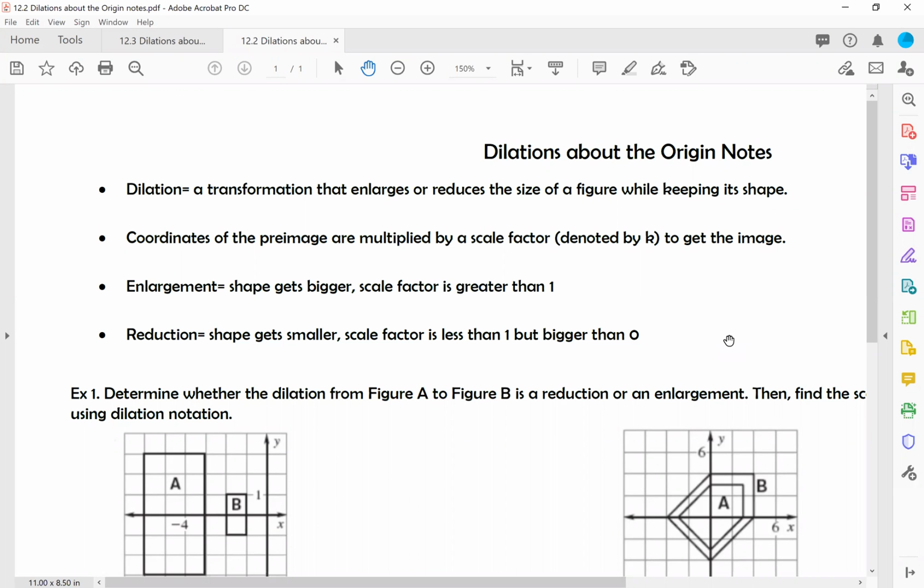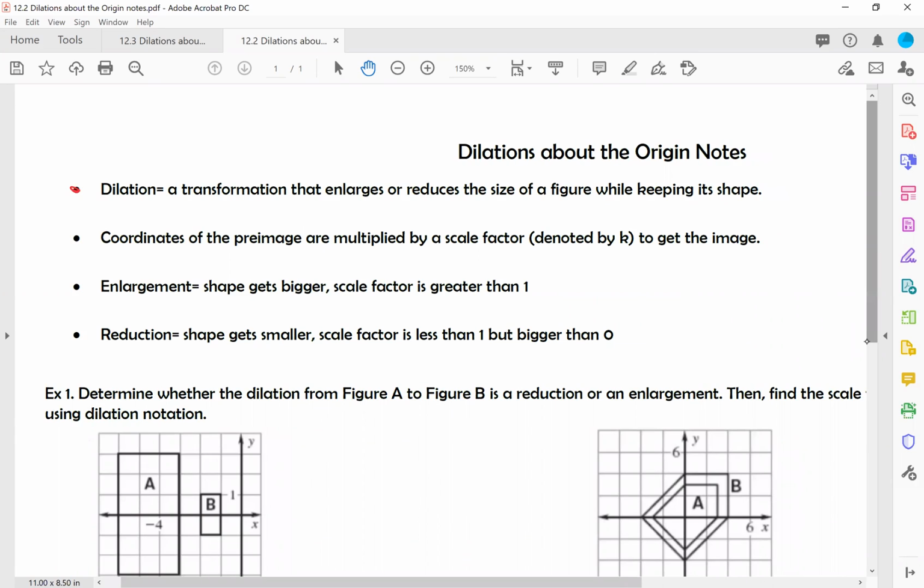It's Miss Campbell, and today we're going to go through dilations about the origin. So, a dilation is a transformation that enlarges or reduces the size of a figure while keeping its shape. It's kind of like on a computer, if you drag a picture from the corner, you make it bigger and smaller, right? Like zooming in and zooming out. That's what a dilation is like.